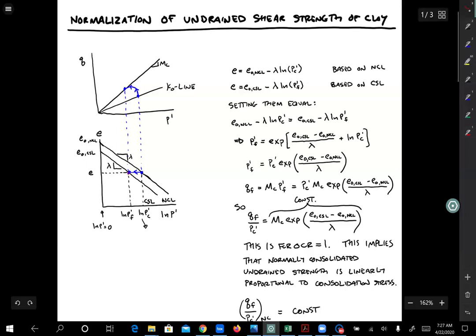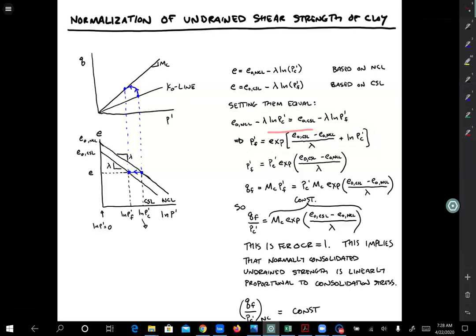All right, similarly, we can write an equation for this other point at failure on the critical state line. It's e is equal to e naught CSL minus lambda times ln of P prime f, where P prime f is the mean effective stress at failure. All right, now, because the stress path is undrained, e doesn't change during loading, which means that these two expressions have to be equal to each other, right? So we set them equal to each other here. And then we solve for P prime f here, right? Just doing some algebra. So pretty straightforward.